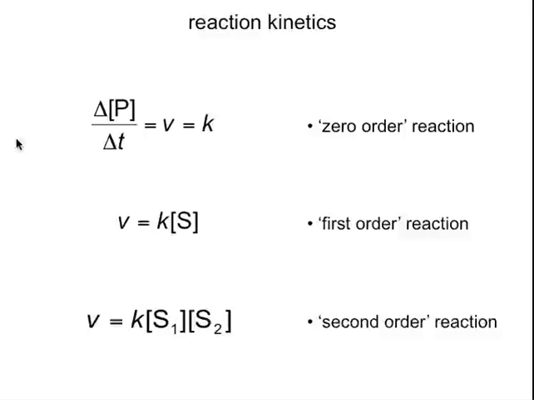Right, so again, orders of chemical reaction. In this case, we're just looking at the change of product over time, and that tells us the rate is the same as the rate constant. This is a zeroth order reaction. It doesn't depend on the concentration of the reactant. First order reactions, on the other hand, depend only on the concentration of substrate, and for second order reactions, you add more terms to this equation, and the kinetics of the chemical reaction are that much more complex.